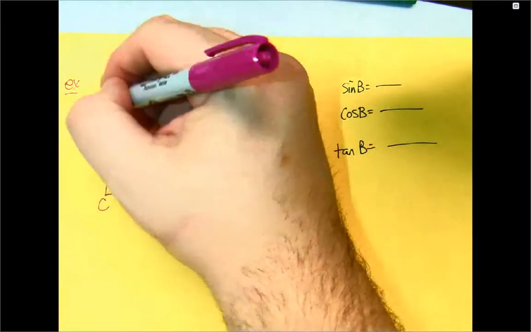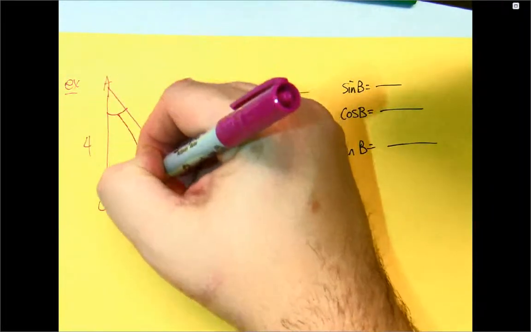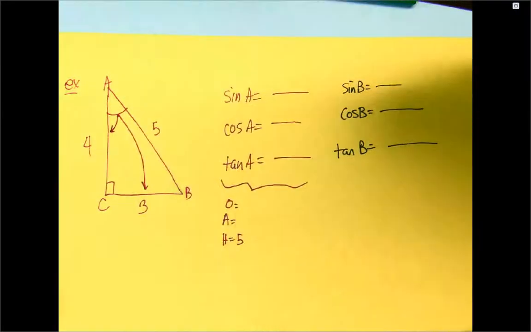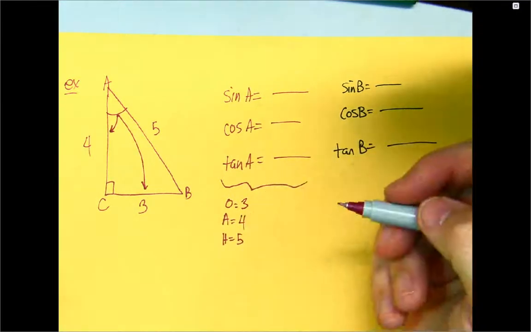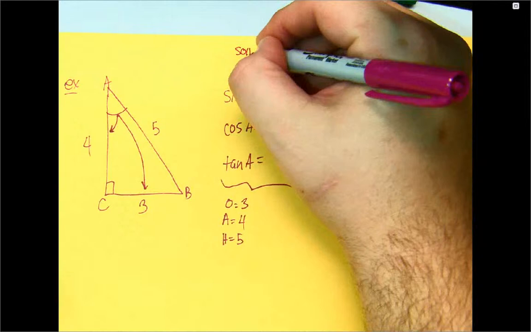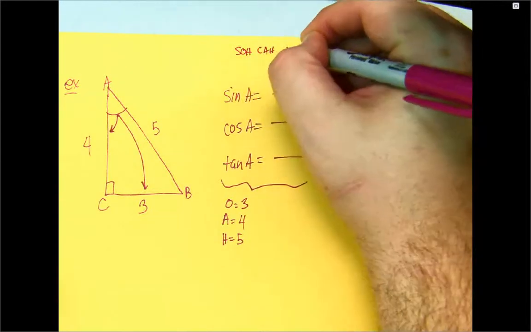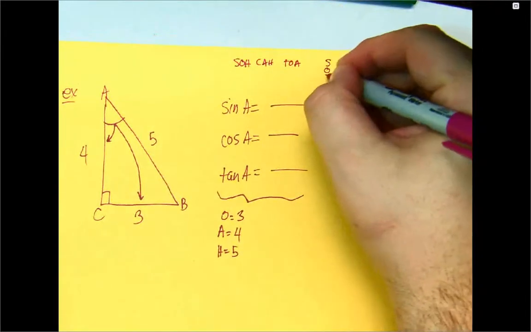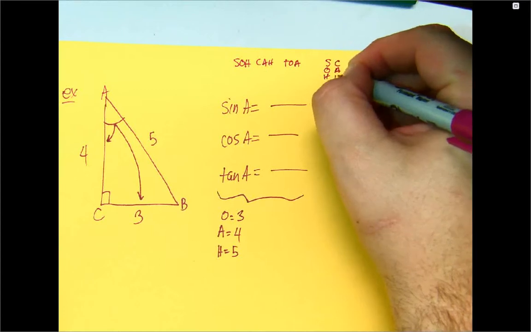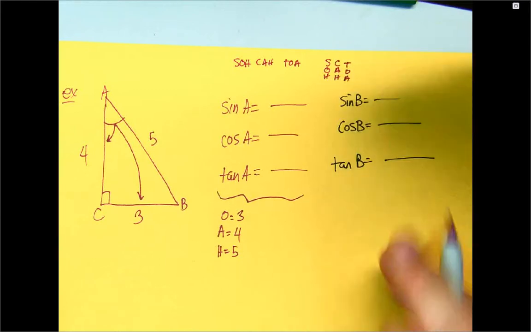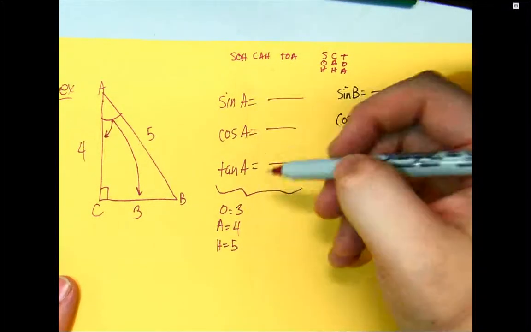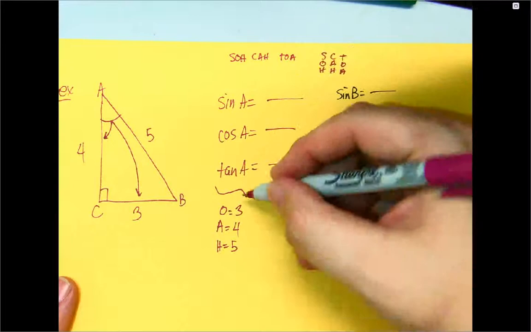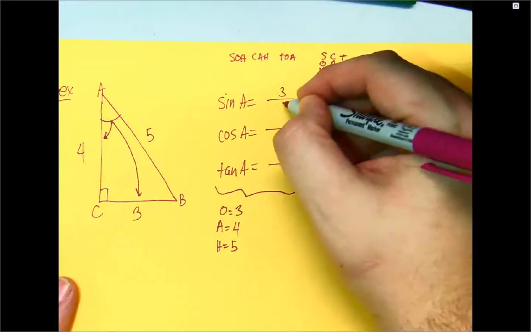Now, for the sine of A, which one is opposite? 3. And which one's adjacent? Yep. So now, if you use SOHCAHTOA, or this, I like this a little bit better, because you can see the ratios. Sine is opposite over hypotenuse. So what's the opposite value? 3. What's the hypotenuse? 5.